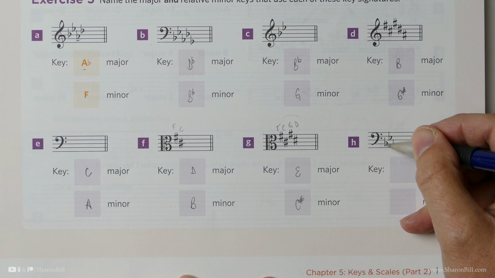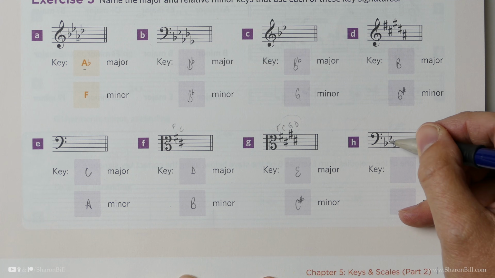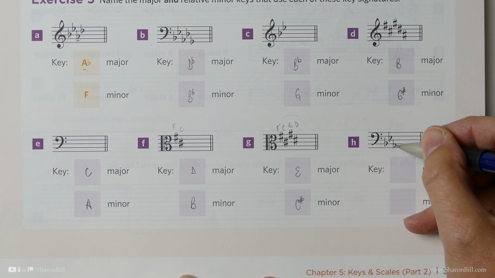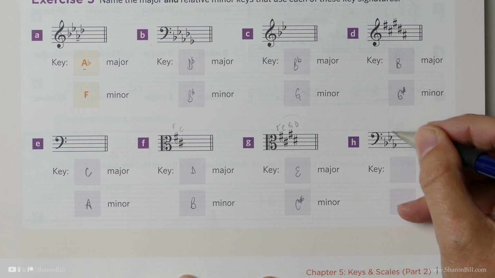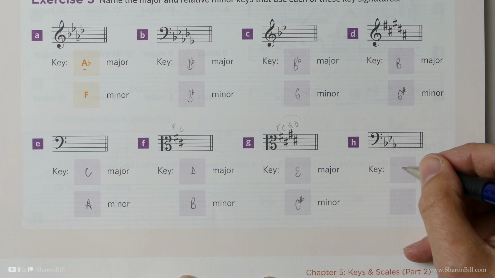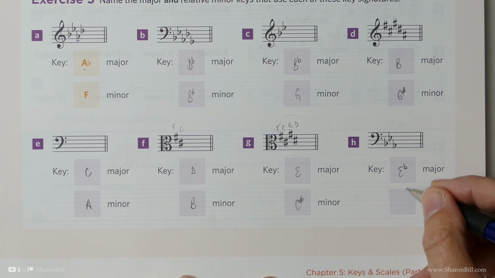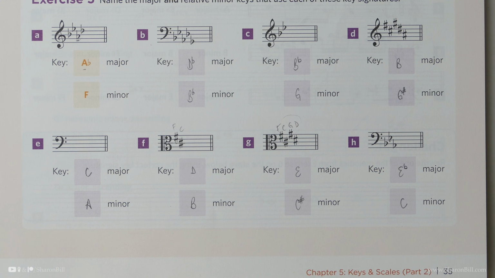3 flats, B flats, E flats, A flats, is E flat major because it's E flat plus 1. Just a last little trick to find your keys. E flat major, and that is related to C minor. So that's the end of page 35.